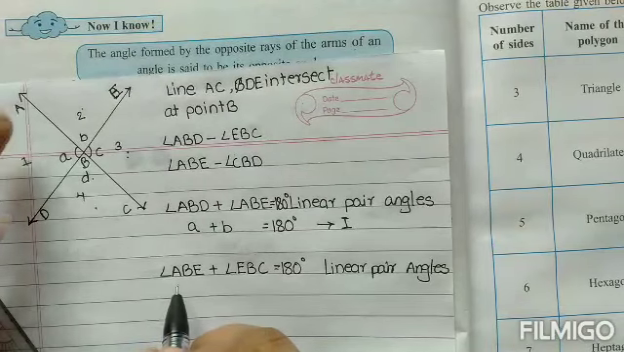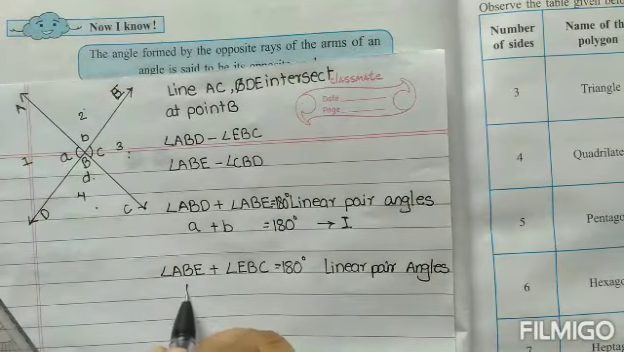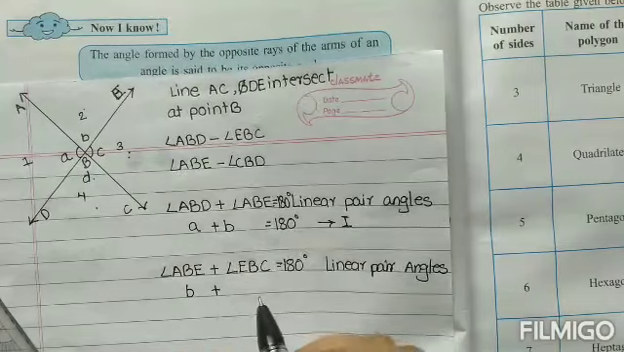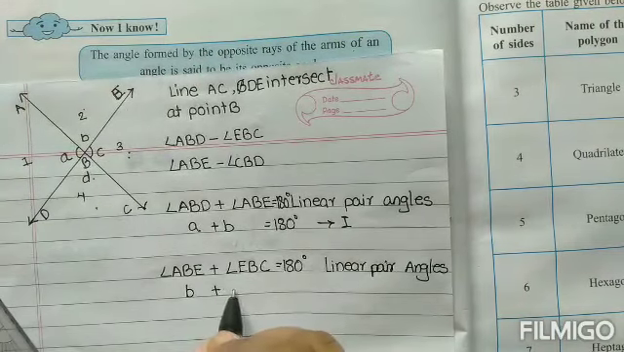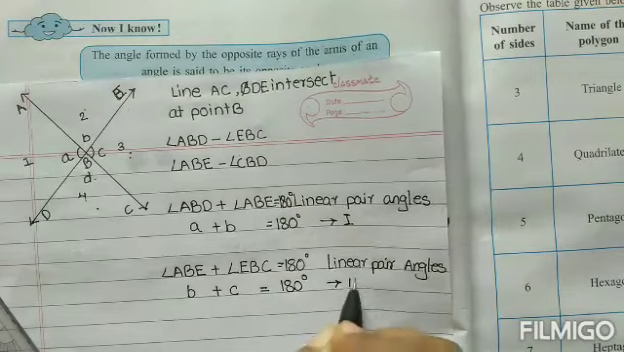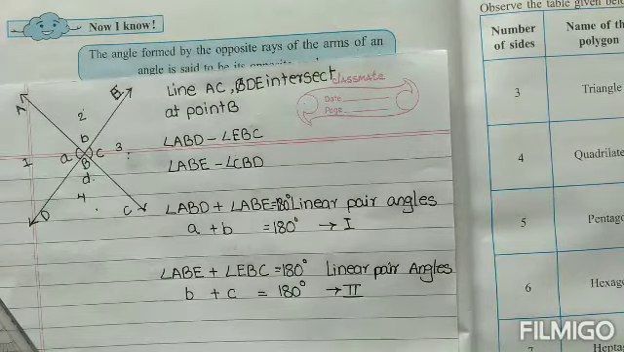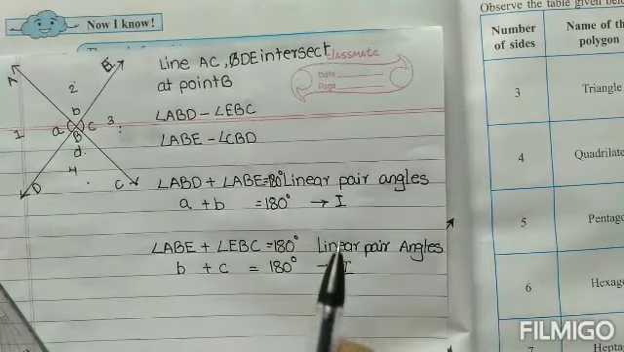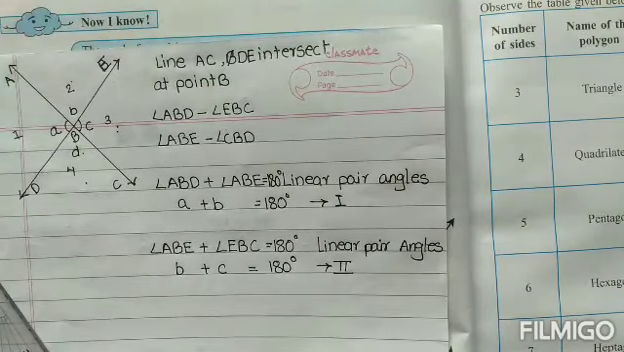What is the measurement of ABE? B. What is the measurement of EBC? C. How much is it? 180 degrees. Okay. Now observe it carefully, equations 1 and 2.